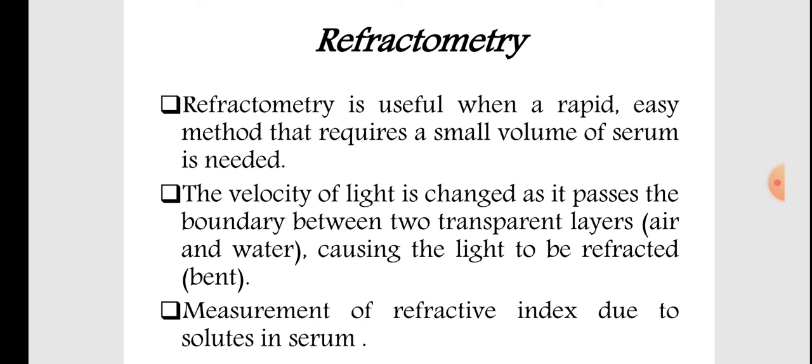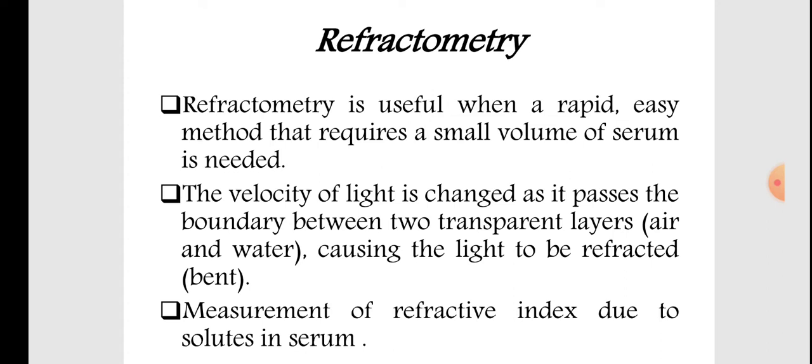The other method for total protein measurement is refractometry. Refractometry is useful when a rapid, easy method that requires a small volume of serum is needed. The velocity of light is changed as it passes the boundary between two transparent layers, air and water, causing the light to be refracted. Measurement of refractive index is due to solute in the serum.